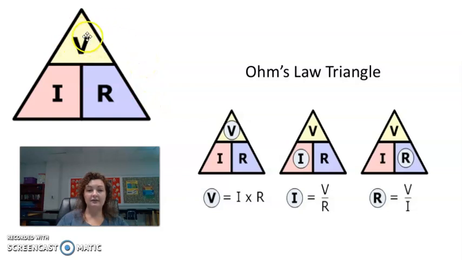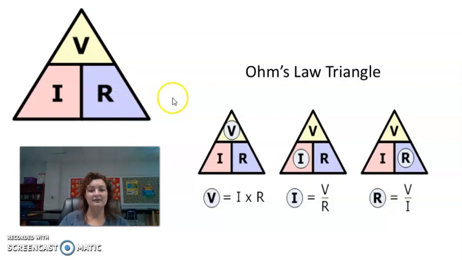So the V is going to go on top, and the I and the R are going to go together on the bottom because they're being multiplied. Anything that's side by side is multiplied. Anything that is one on top of the other is divided. See how that looks like a division sign? V divided by I or V divided by R. And because they're next to each other, doesn't that kind of look like multiplication, right?